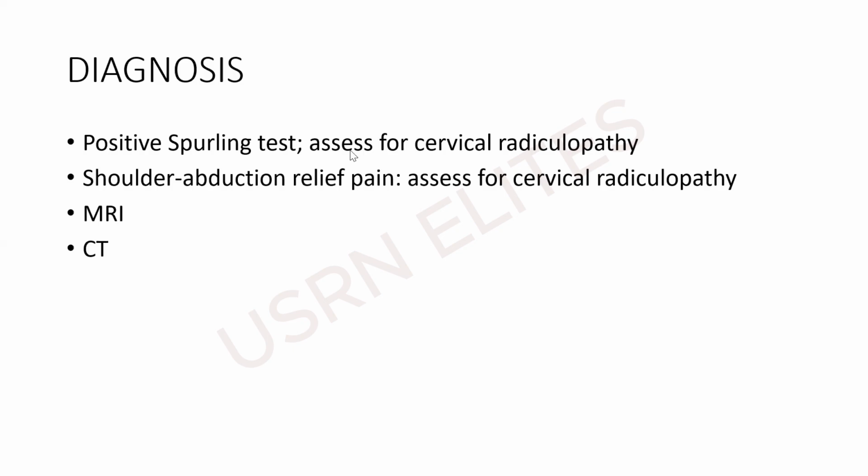And we have shoulder abduction relief sign. I hope you know abduction: movement away from the center. Once they do that, because we are trying to stretch the nerve, the patient will have pain. So these are tests we can do to assess, and we can also do MRI or CT to know if there's herniation.